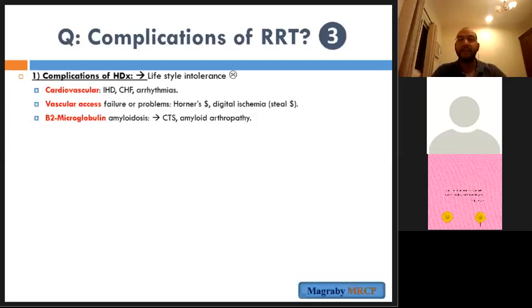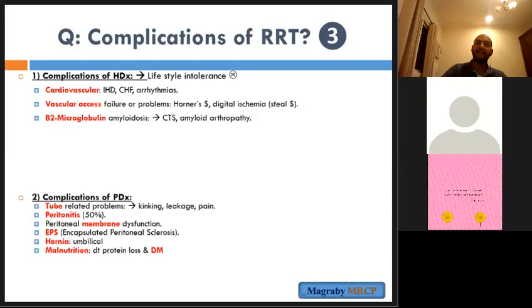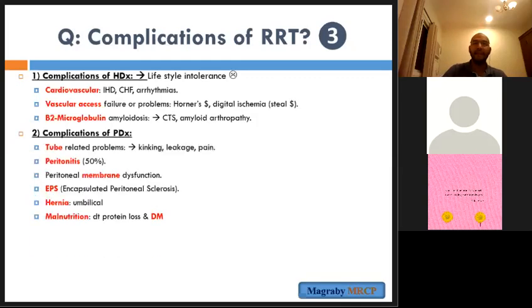What about complications of peritoneal dialysis? You can expect that the patient now has a catheter inserted inside the abdomen. So firstly, he has a problem related to this catheter. Think of catheter problems: kinking, infection, damage, malfunction like this. This is number 1. Number 2, peritonitis. It's very, very common. 50% of the patients will suffer from peritonitis.